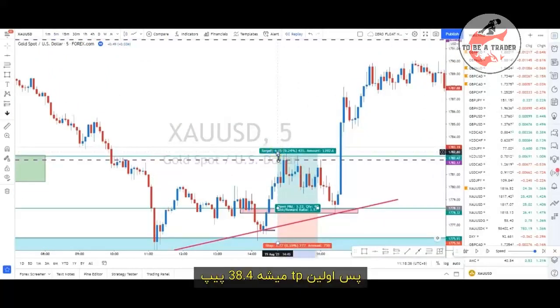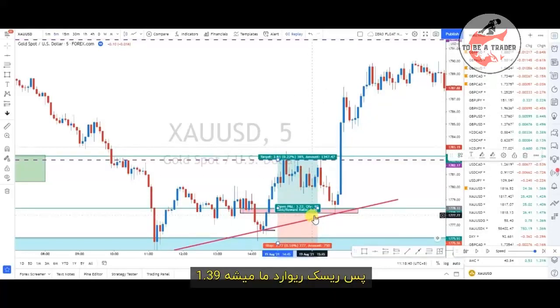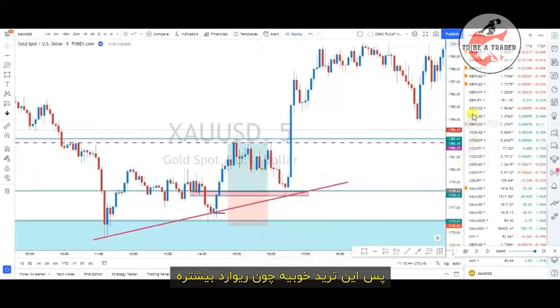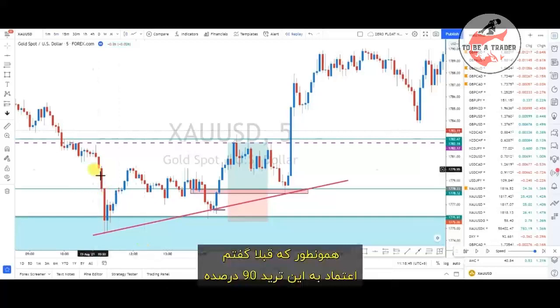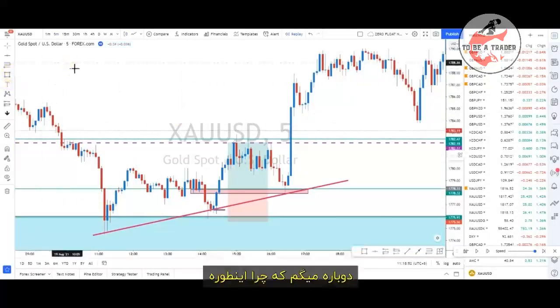So the first TP will be 38.5 pips. So our risk reward is 1.39. Risk reward ratio is 1.39. So then this is a good trade, okay, because the reward is higher. Some more, why? Price reacted. So like I said again, the confidence of trading this is 90%. Let me repeat this again.